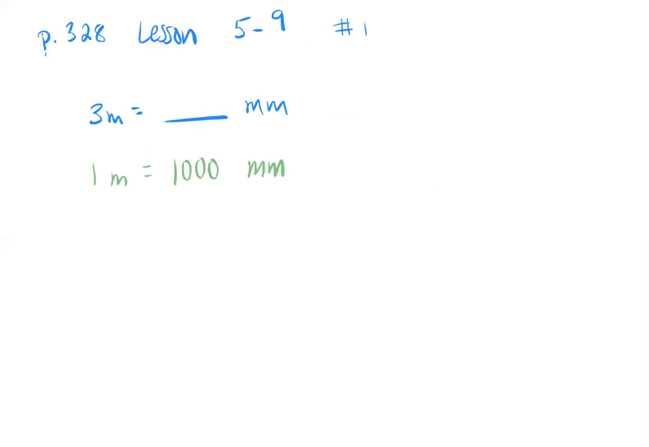Okay, and so to get from 1 to 3, we multiply by 3. Whatever you do on one side, you do to the other. Hopefully you did our fun dance move there. So 3 times 1,000, easy, 3,000. All right, not too bad.